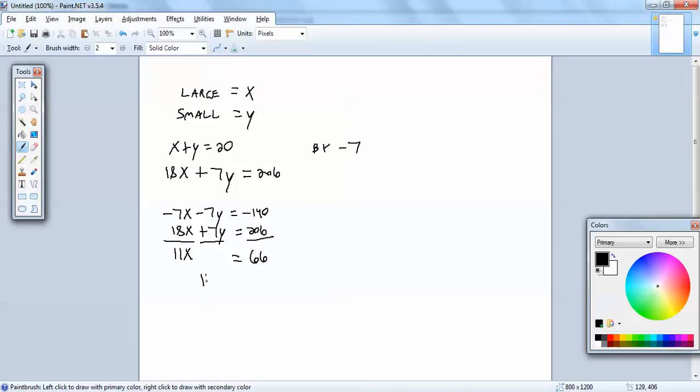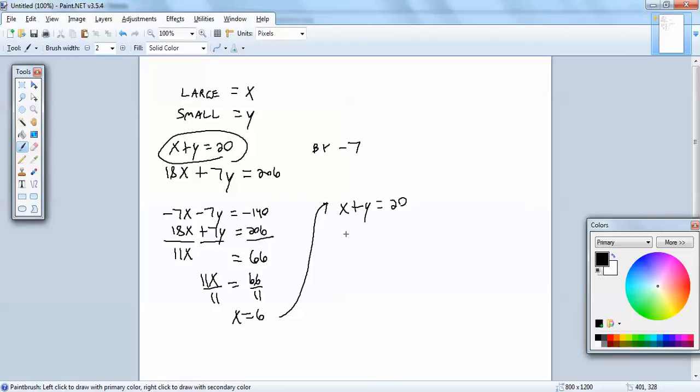Divide both sides by 11. And you get x equals 6. Now total, there's 20. So we got x plus y is equal to 20. 6 plus y is equal to 20. Take 6 over. And we get y is equal to 14.